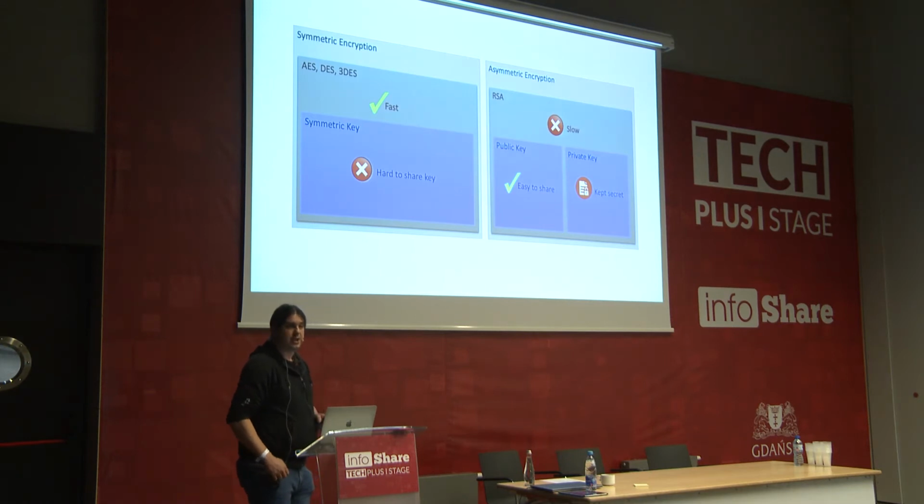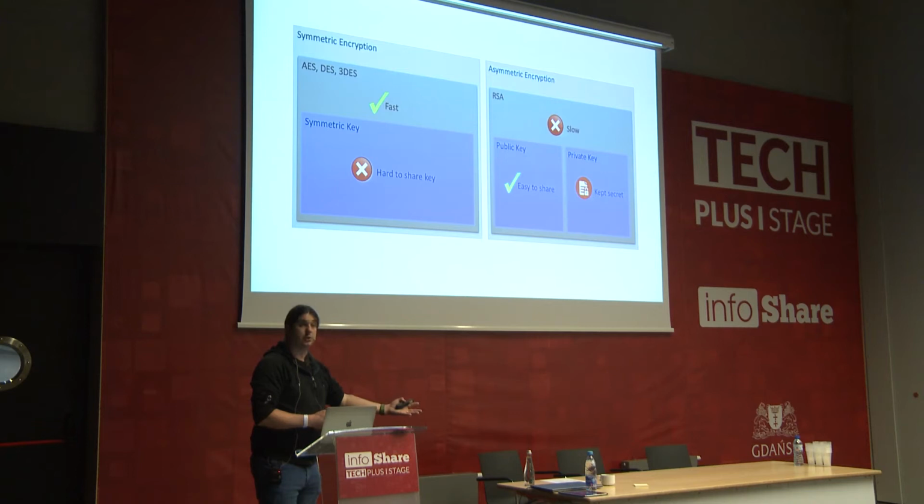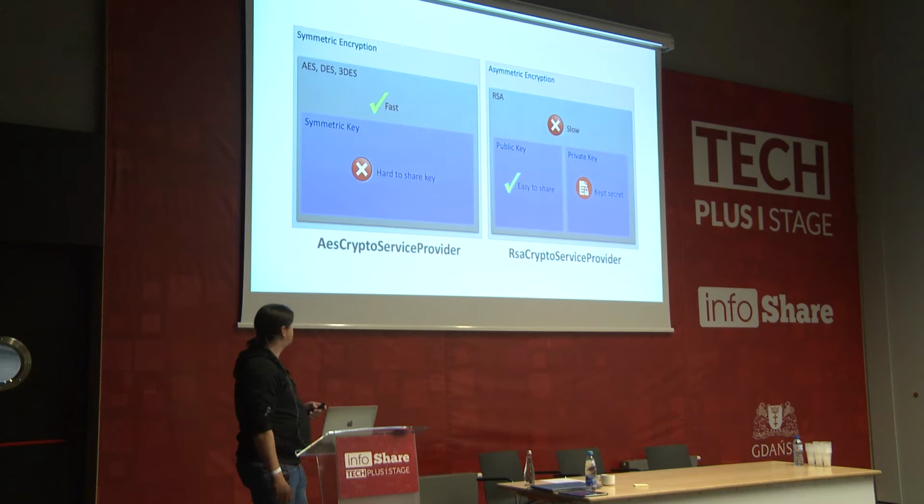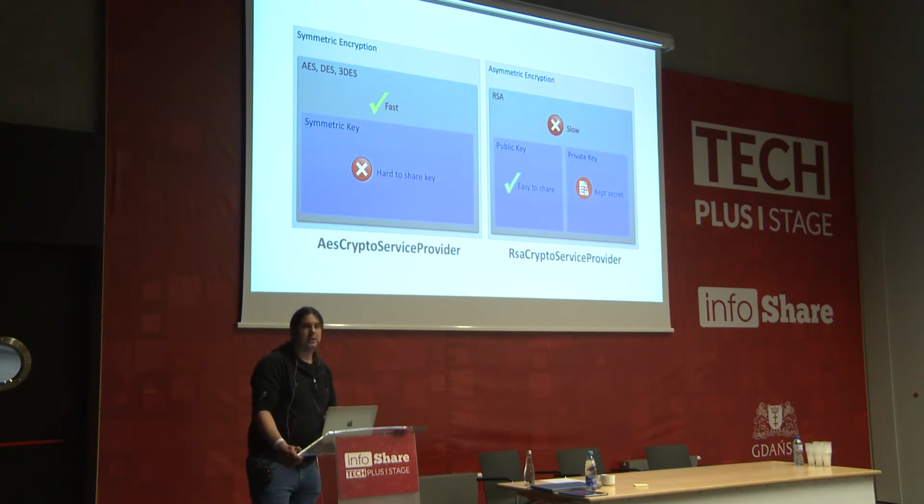But the keys are easy to share because you've got the split key idea, so the public key can go to anyone and the private key remains secret. So in .NET, to do these different operations, we'd use classes like AES Crypto Service Provider and RSA Crypto Service Provider. These are things that we're going to be playing around with in a moment.